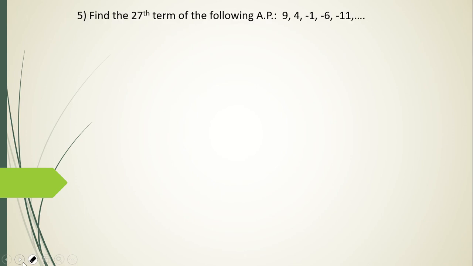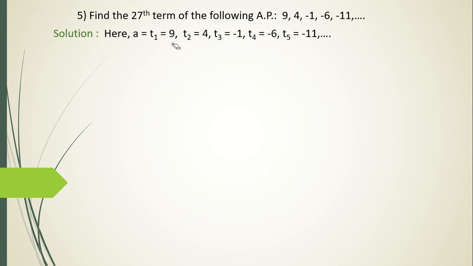Find the 27th term of the following AP: 9, 4, minus 1, minus 6, minus 11. First term T1 is 9, second term is 4, third term is minus 1, and it goes on. Here A is equal to T1, which is 9, T2 is 4, T3 is minus 1, T4 is minus 6 and T5 is minus 11. We have to find the 27th term, so that is T of 27 we have to find.